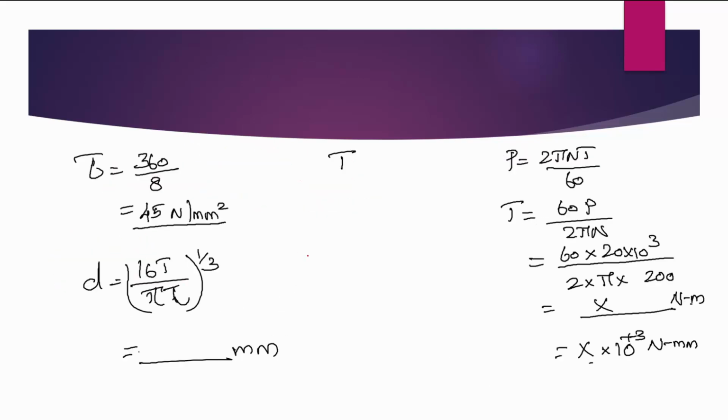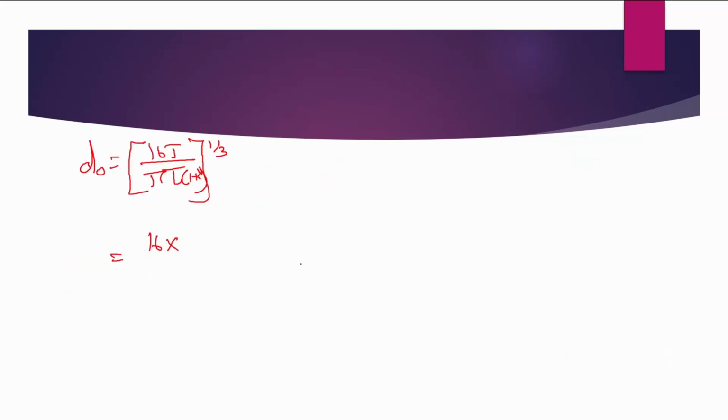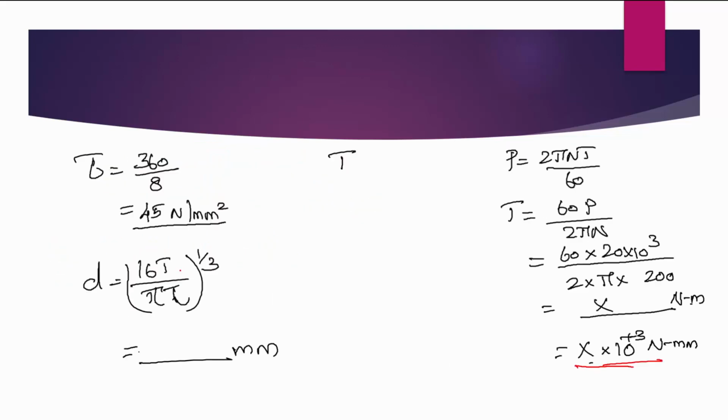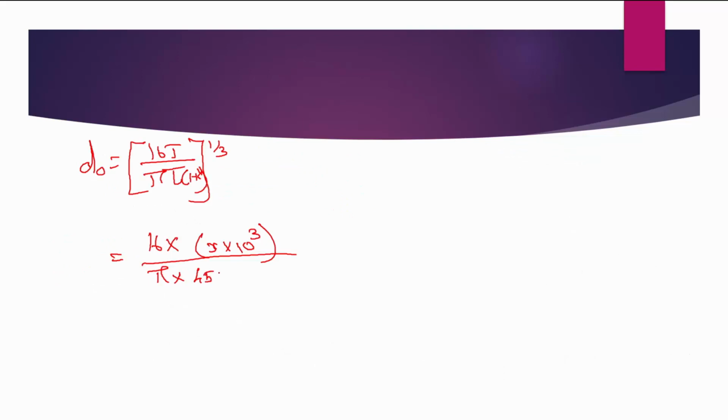This equals 16 into t, which we have already found out in the previous condition, x into 10 to the power 3. You have to find the value of x. I didn't complete it. So divided by pi into tau, which is already 45 Newton per mm square, into (1 minus 0.5 to the power 4). This will give you the value of d naught.